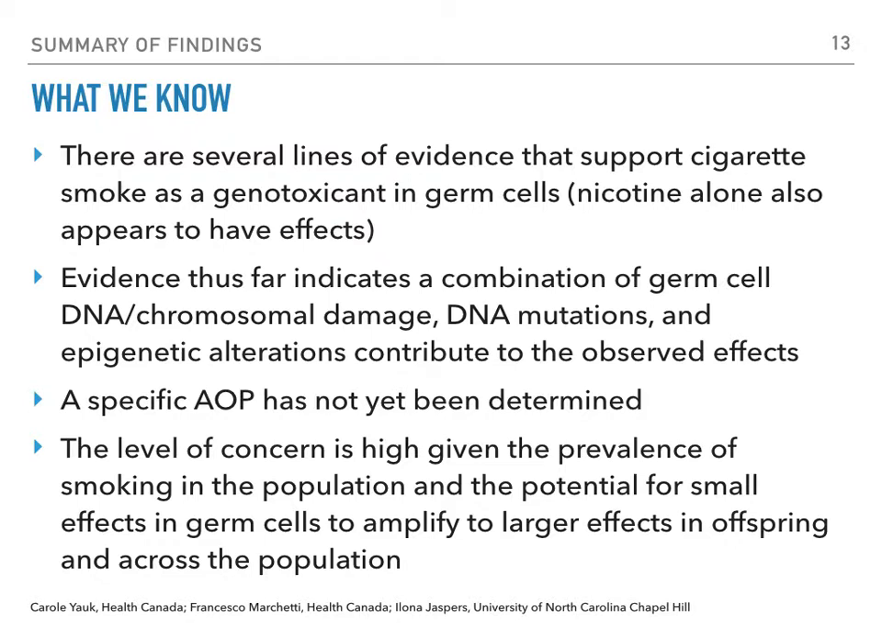But we don't necessarily have a clear adverse outcome pathway established, and there could be differences with different exposures because the tobacco smoke itself is a very complex mixture. So dissecting those pathways still needs to be done a little bit more. But overall, given the prevalence of exposure to cigarette smoke in the population and the potential for small effects in germ cells, changes to germ cells that can amplify up into larger effects in future organisms and the population as a whole, there is a high level of concern that needs more attention.